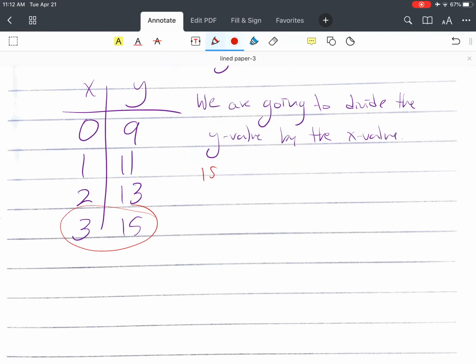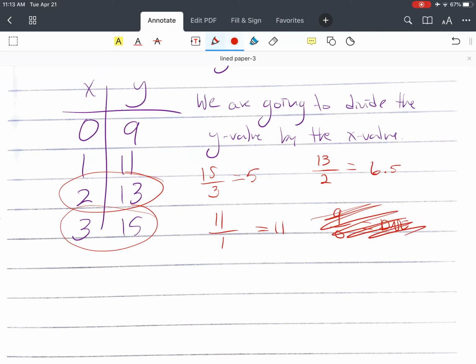So I'll start off with the bottom ones first. 15 divided by 3, I know that's equal to 5. Then you do the next one. 13 divided by 2, half of 13 is 6.5. And then, let's see. 11 divided by 1, well, that's just 11. And I'm not even going to try to do the last one because you can't divide by 0.